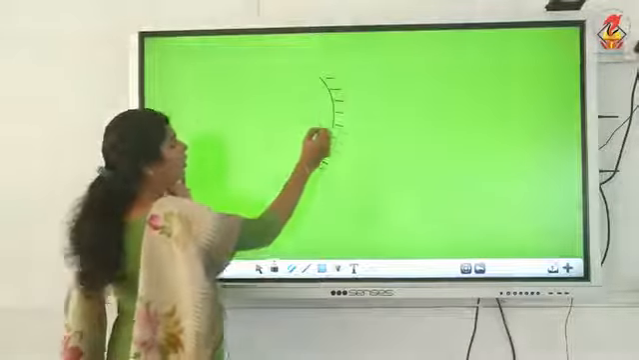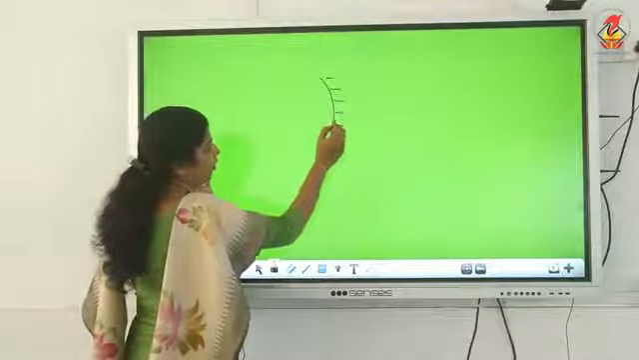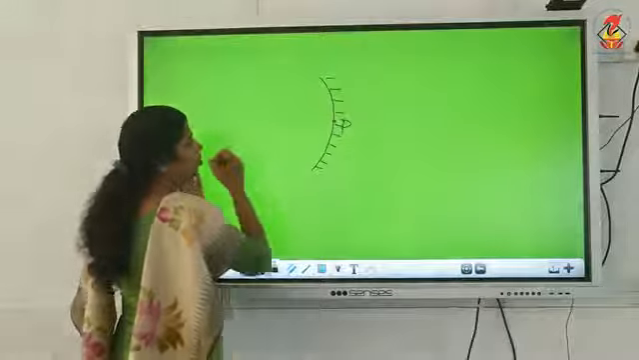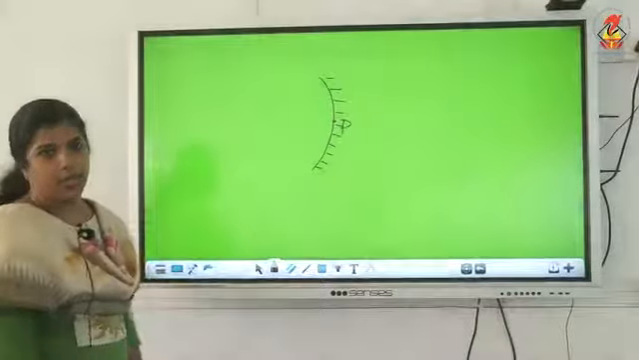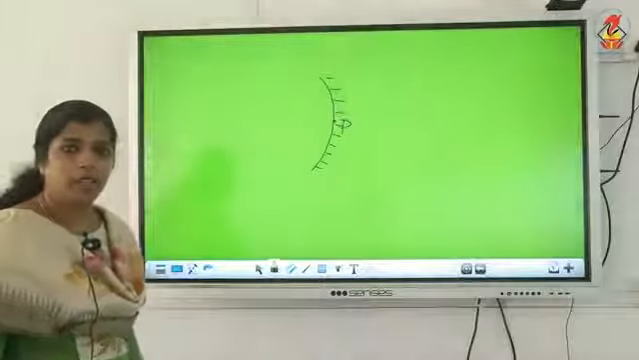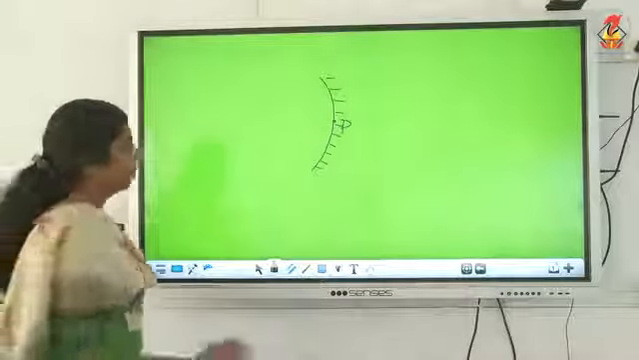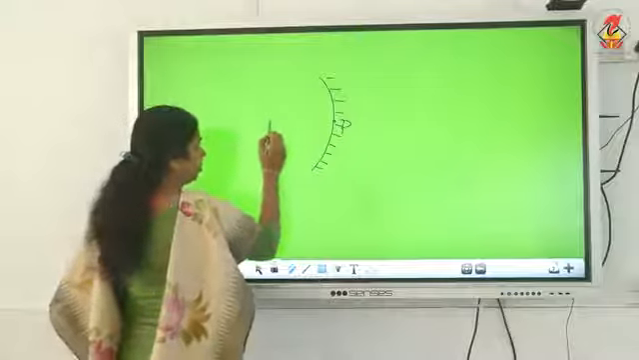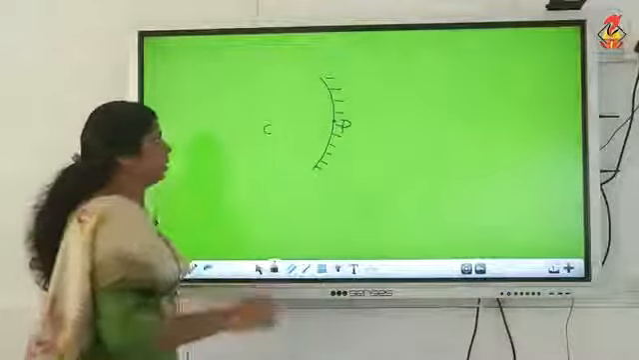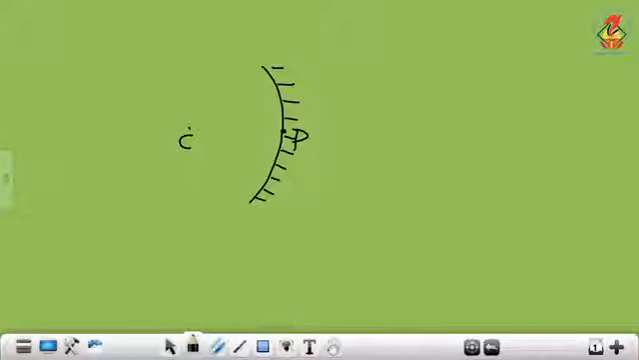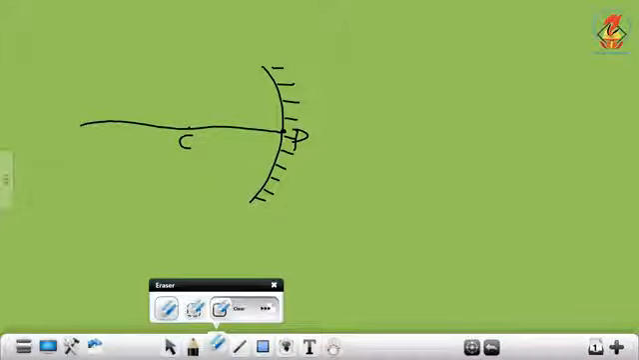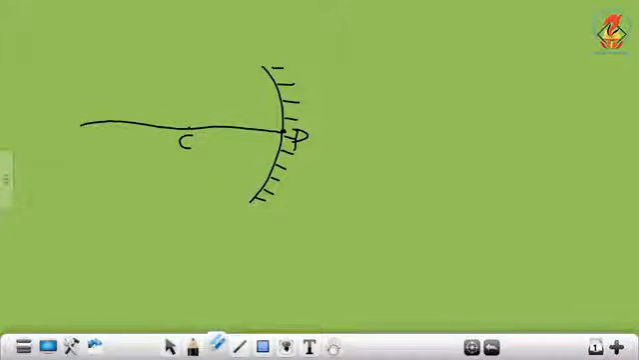Now, after drawing this concave mirror, I will draw the pole of the mirror. That is the center of the reflecting surface. Now, I will draw the center of curvature. It's represented by the capital letter C. Next, I will draw a straight line passing through the center of curvature.